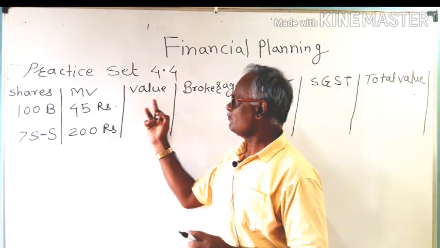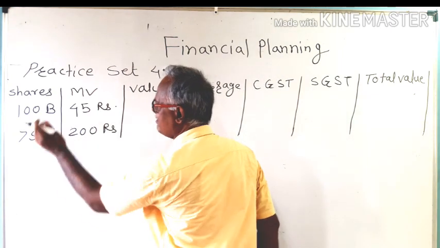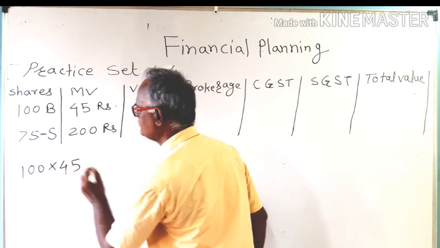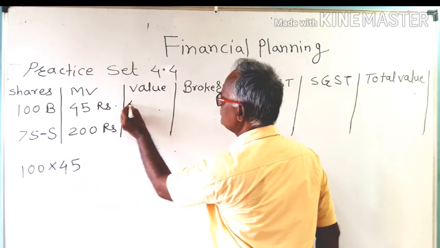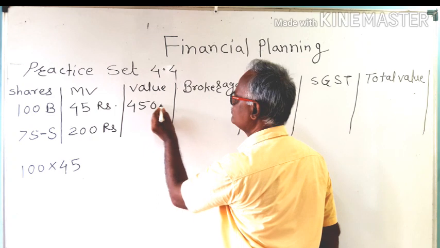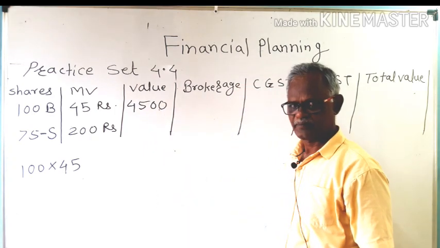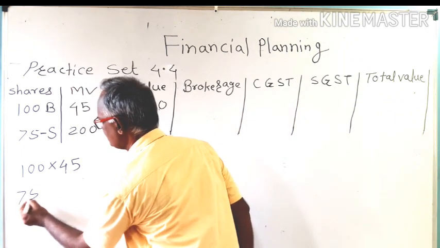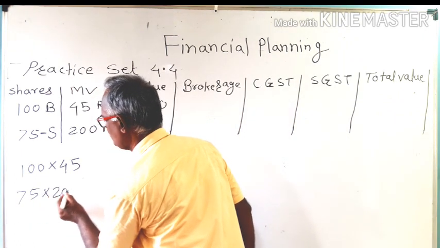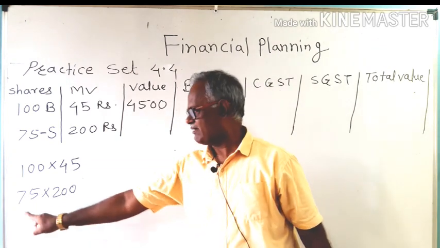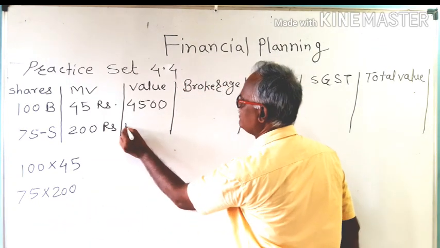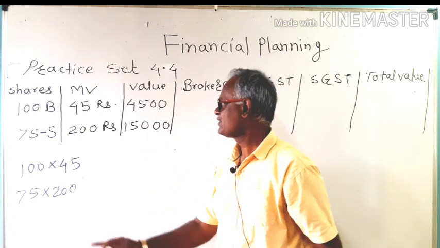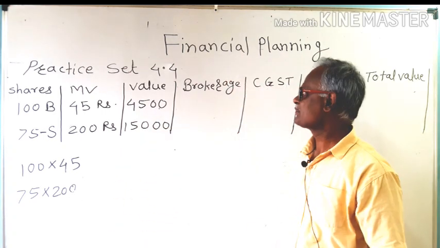Now we know how to calculate value: 100 multiplied by 45 gives 4500 rupees. Now for selling, 75 multiplied by 200. 75 twos are 150 and two zeros over that, so 15,000 rupees.